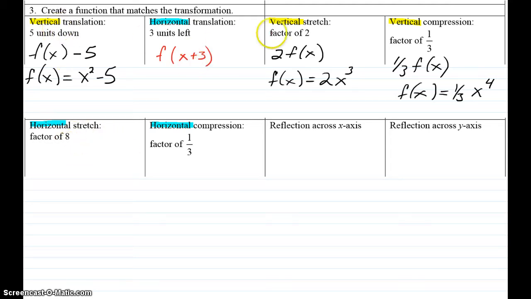Now if a vertical stretch was a factor of 2, we put a 2. Well, horizontal stretch, it's counterintuitive because it's inside the parentheses, so if it's a factor of 8, we write it as a fraction. And so now if a stretch looks like this, a compression is going to look like this.